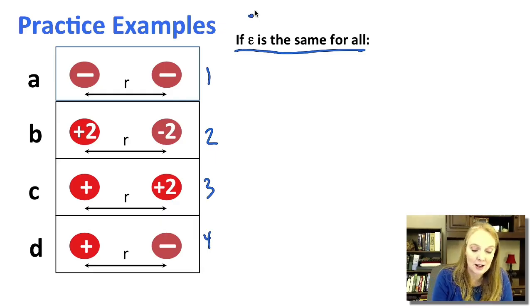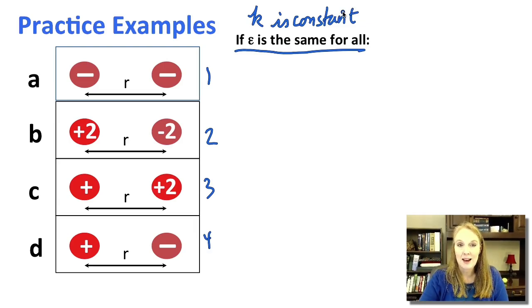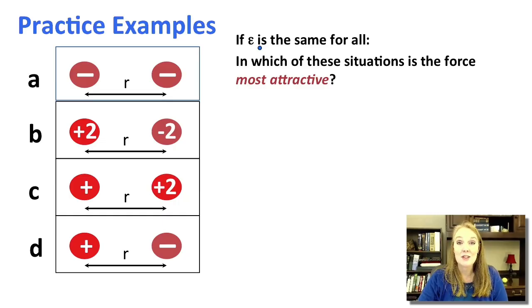So K is constant, right? And now I'm saying that epsilon, the dielectric constant, is constant. They're all in the same fluid, for example. And the first question I want to ask is, in which of these situations is the force the most attractive?